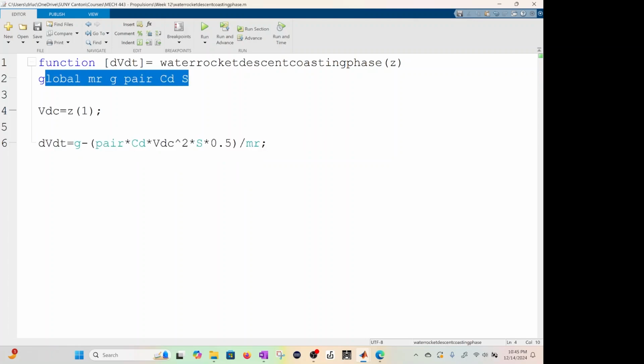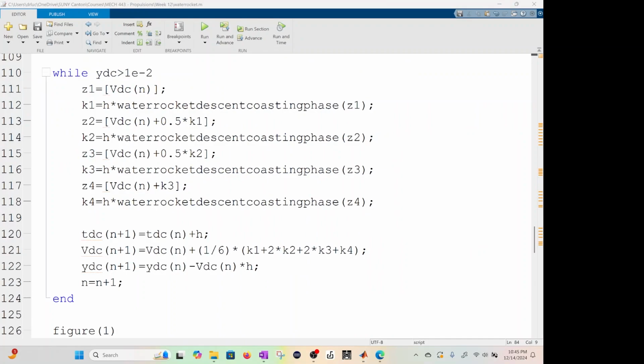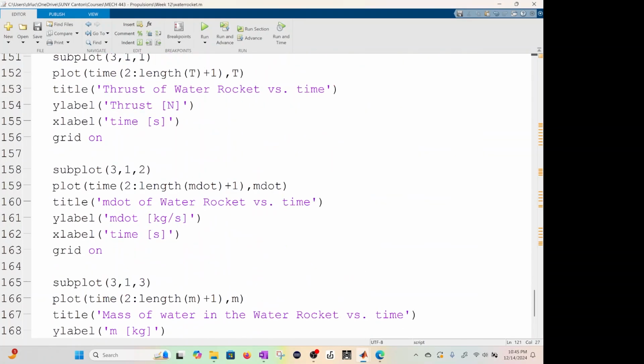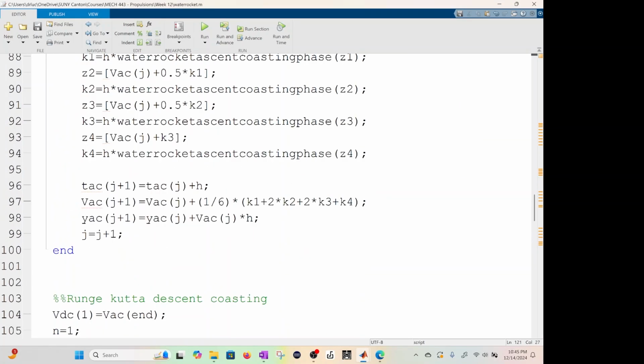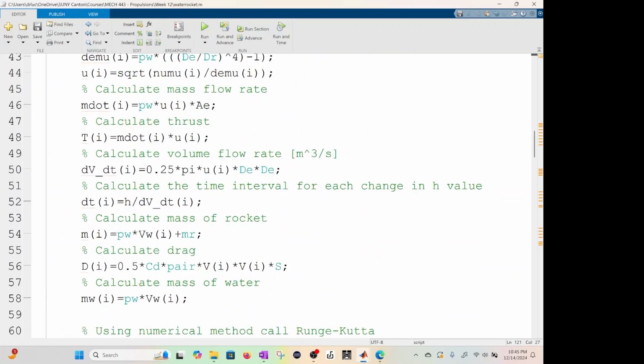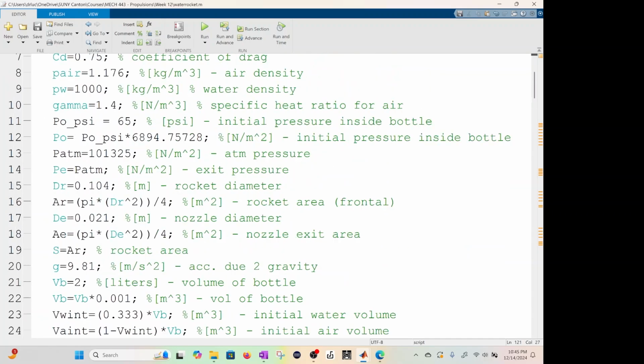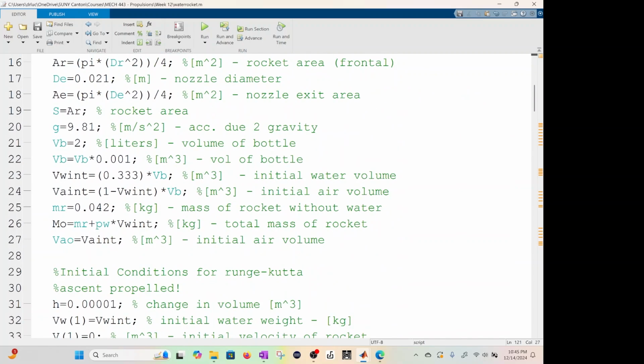And if you notice here, if you're using global variables, these are constants, you need to put global up here too, because these are the constants that are in here that aren't changing. So once I do that, then I plot everything, okay? So I will upload these as a zip folder for you, so you can mess around with some of these numbers and it should work. So let me run this again.